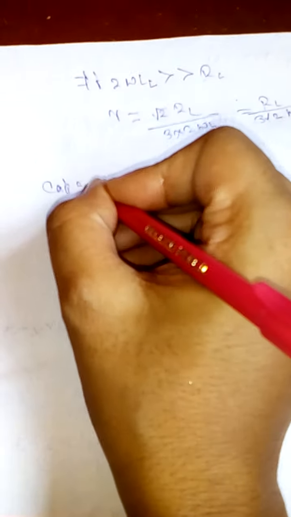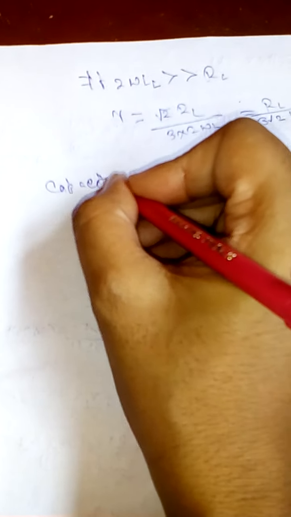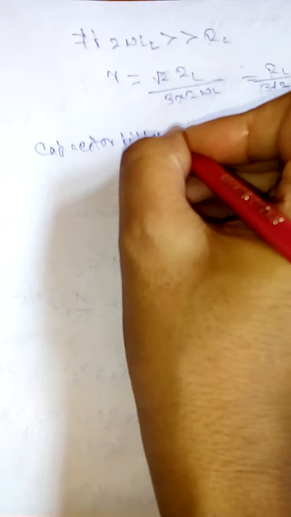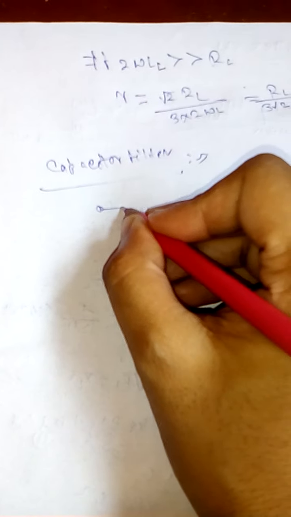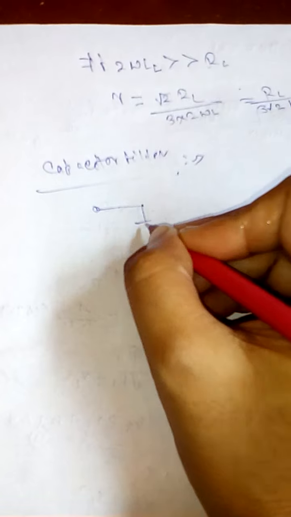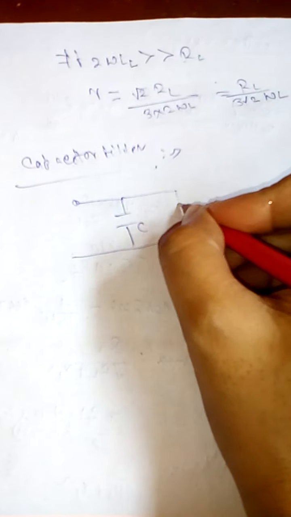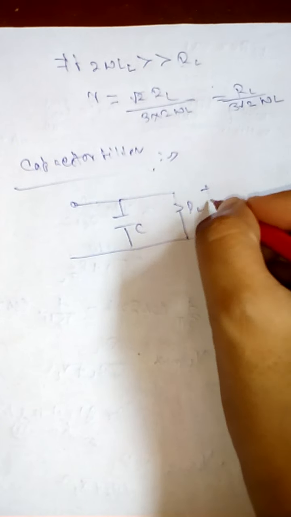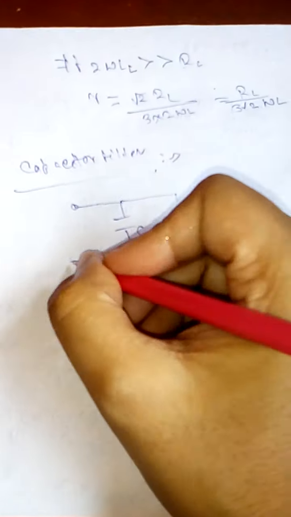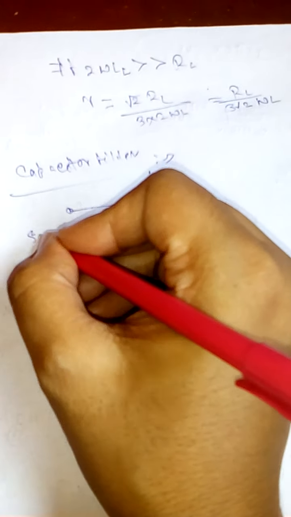Then second is the capacitor filter. Same as here, there is a capacitor in place of the inductor. Here is RL, from which we take the output VL, and here is the supply from the rectifier.